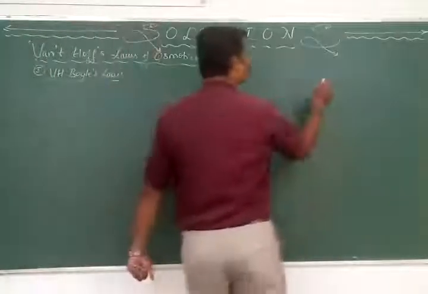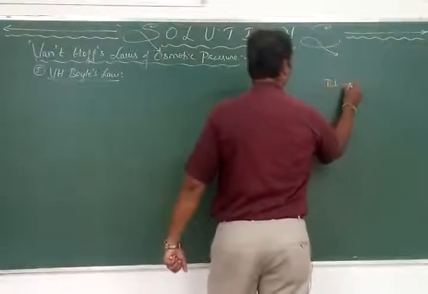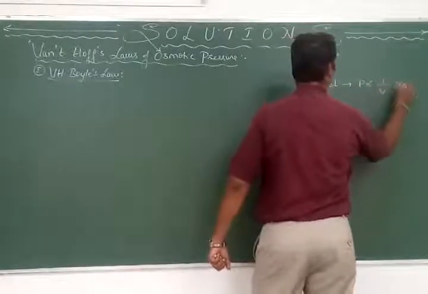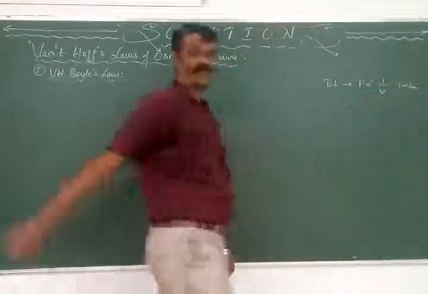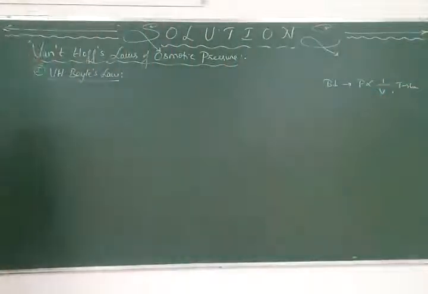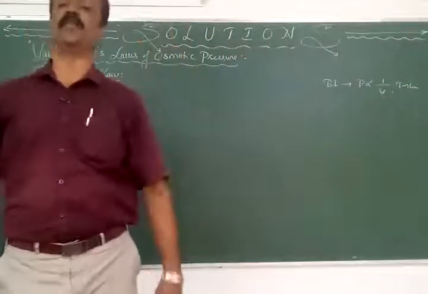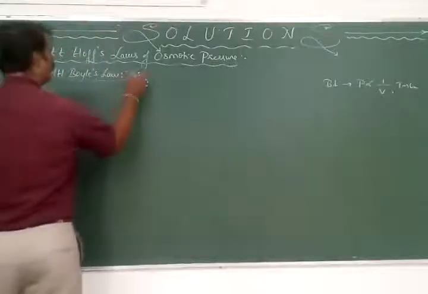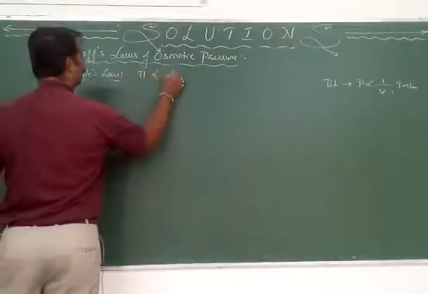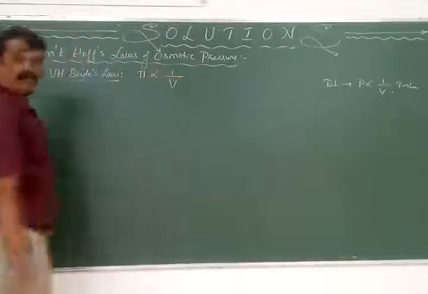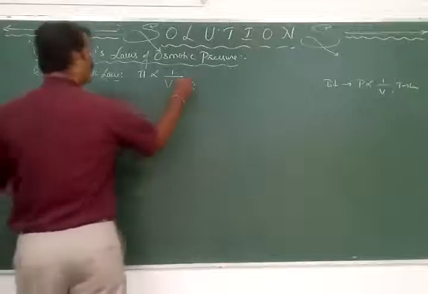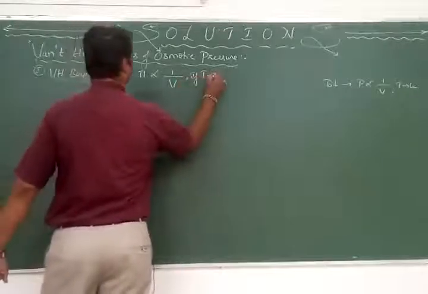So here, as we know Boyle's law, P is proportional to 1 by V if temperature is constant. The pressure is inversely proportional to its volume if the temperature remains constant. Similarly, I can have the same thing here. Pi is inversely proportional to its volume. Pi is inversely proportional to its what? Volume. If T is constant.